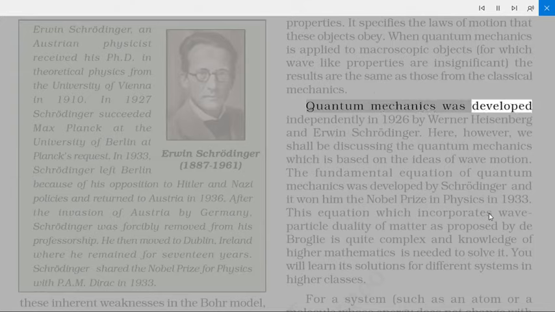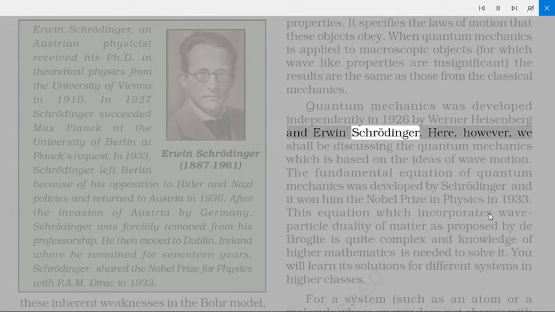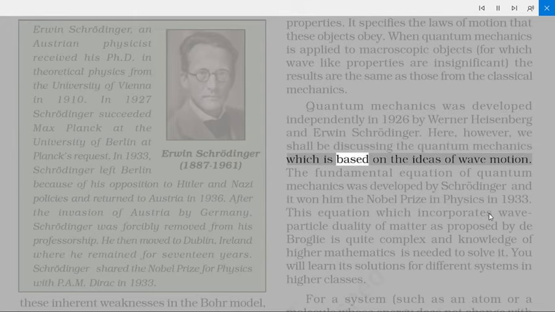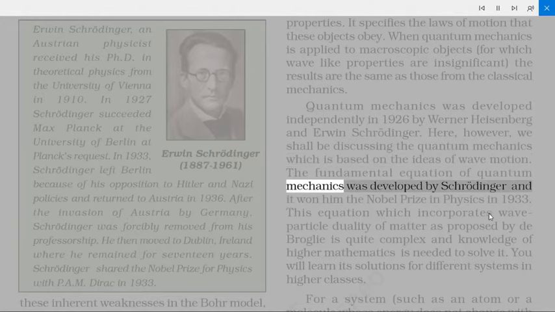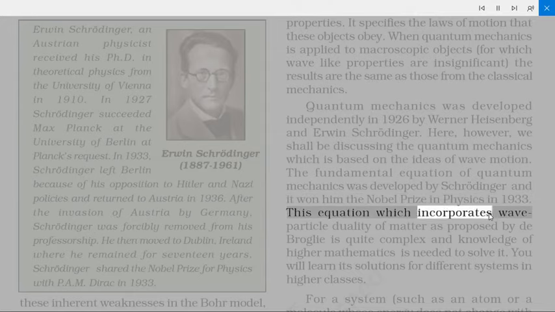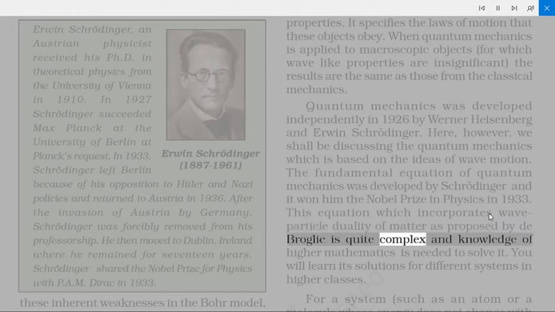Quantum mechanics was developed independently in 1926 by Werner Heisenberg and Erwin Schrödinger. Here, however, we shall be discussing the quantum mechanics which is based on the ideas of wave motion. The fundamental equation of quantum mechanics was developed by Schrödinger and it won him the Nobel Prize in Physics in 1933. This equation, which incorporates the wave-particle duality of matter as proposed by de Broglie, is quite complex and knowledge of higher mathematics is needed to solve it. You will learn its solutions for different systems in higher classes.